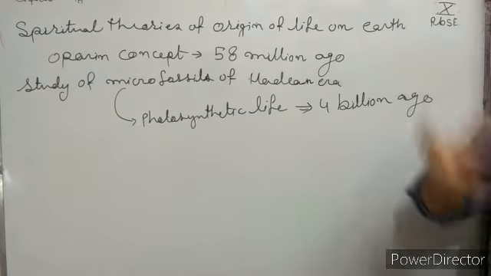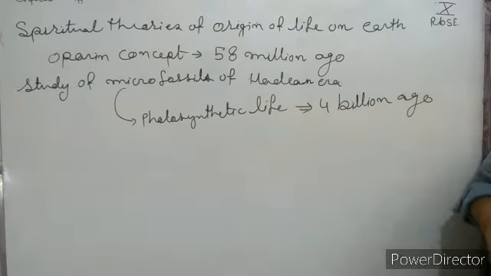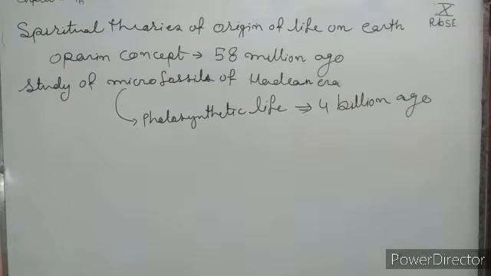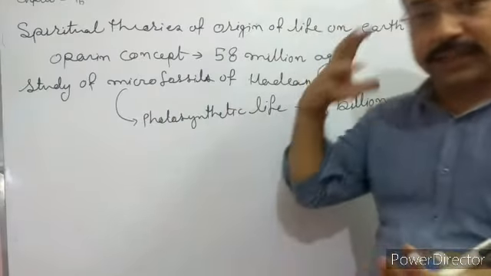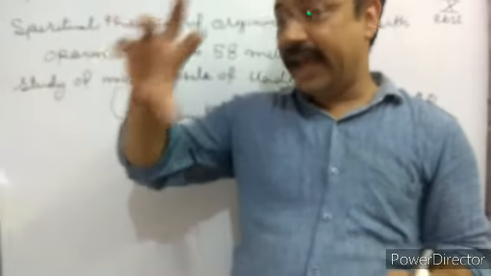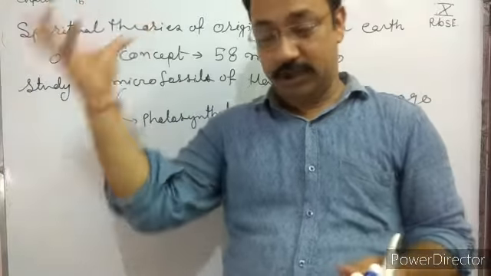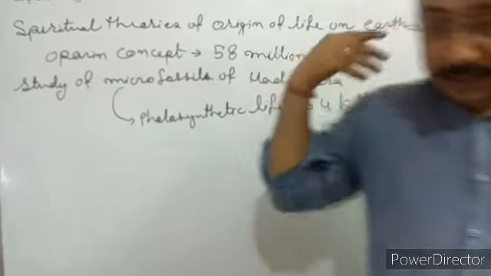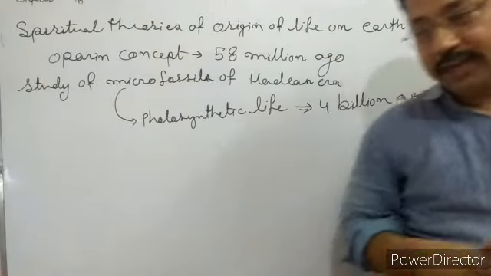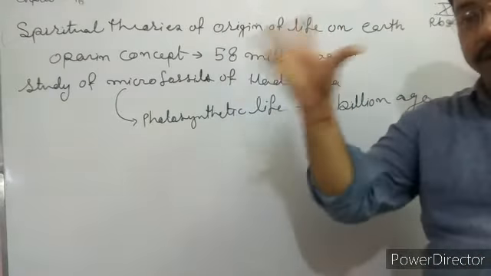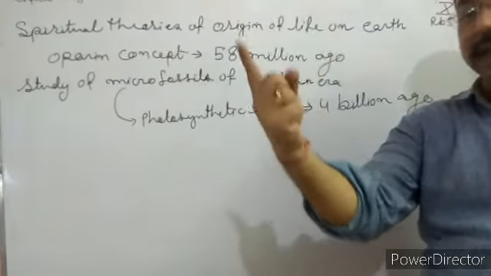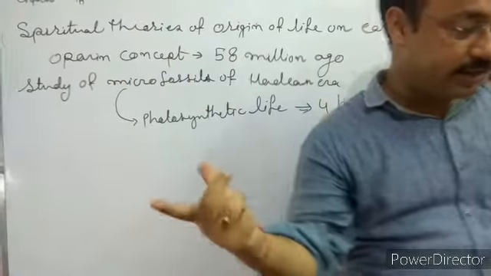These are the main three objections on Oparin's concept. The first objection was about the energy: how the energy for the creation of life could be supplied by anaerobic respiration, because it is not possible at present time. Various micro living organisms which do anaerobic respiration do not produce the kind of energy by which a living organism can be created. So first, that is related to energy.